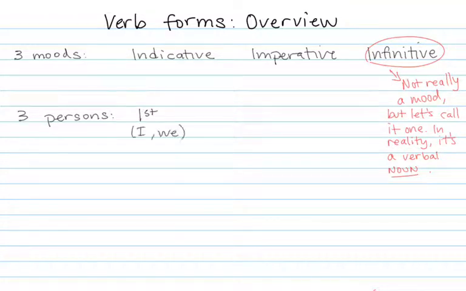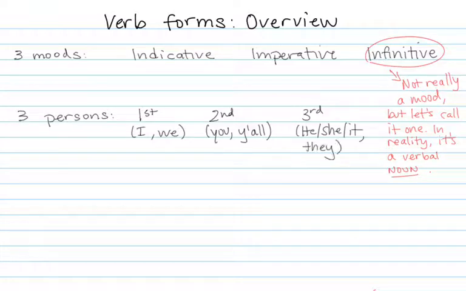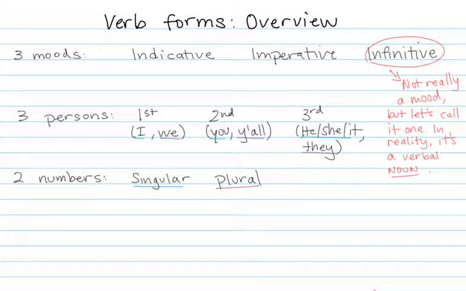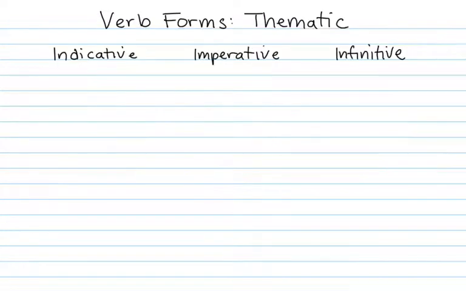So, we've also learned that verb endings reflect 3 different persons. First person is I or we, second person is you or you all, third person is he, she, it, or they. And then likewise, we've learned that verb endings reflect 2 different numbers, either singular, that's I, you, and he, she, it, or plural, which is we, you all, and they.